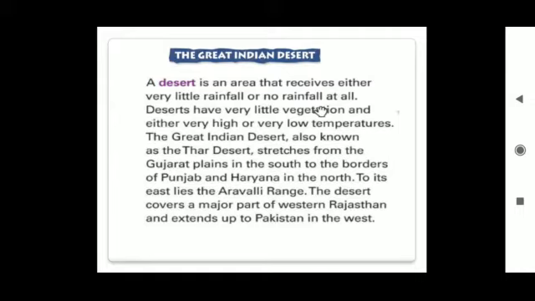The Great Indian Desert, also known as the Thar Desert, stretches from the Gujarat plains in the south to the borders of Punjab and Haryana in the north. To its east lies the Aravalli Range. The desert covers a major part of western Rajasthan and extends up to Pakistan in the west.